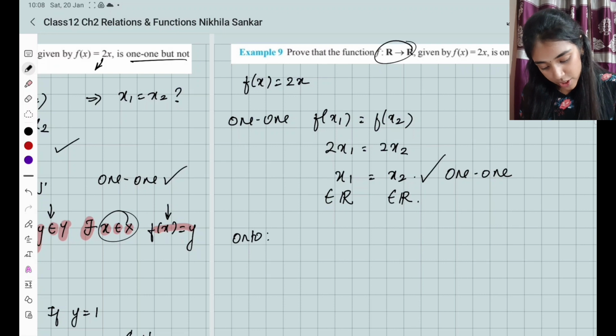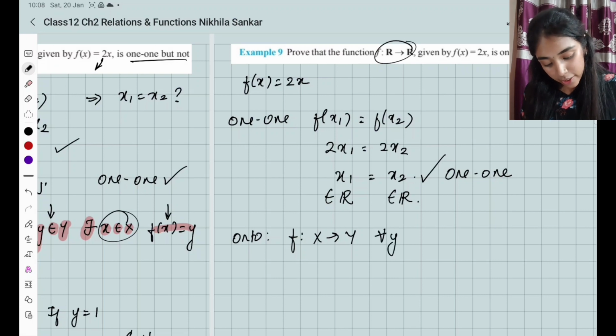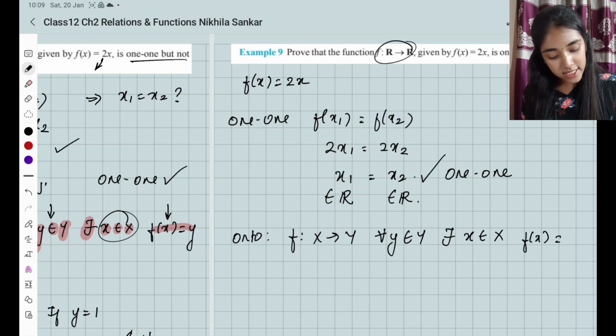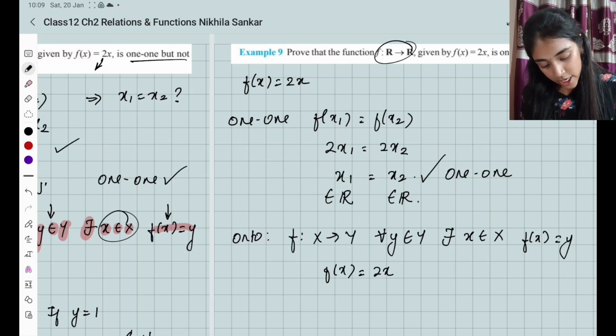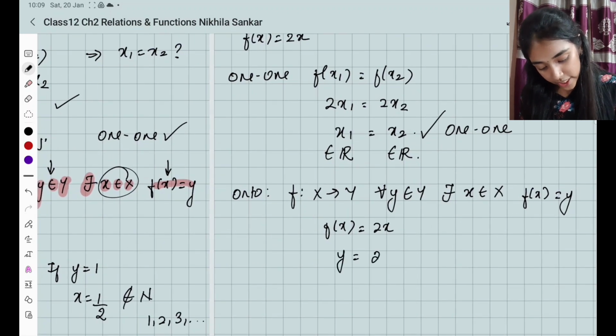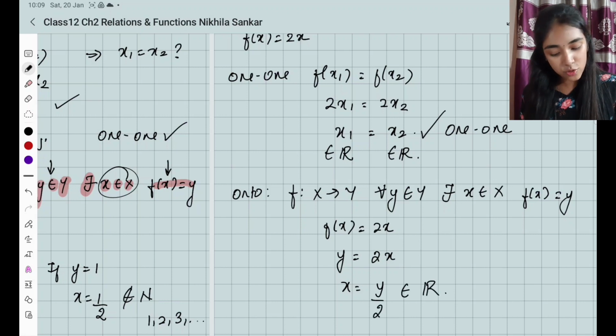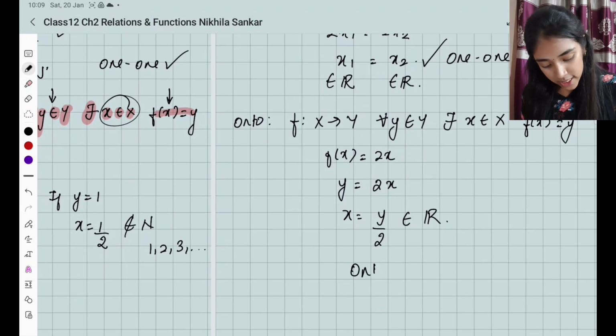Now how are we going to check onto? How should we write it now? Function from X to Y, for every value of y belonging to capital Y, there exists x belonging to capital X, for which f of x equals y. Correct? Now what is our f of x? f of x is going to be 2x, where f of x is going to be y, right? So y equals 2x. Now x equals y divided by 2, and this belongs to real number. Whatever value we put for y, it is going to belong to real number. So which means this is going to be onto.